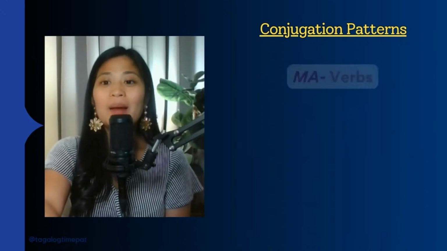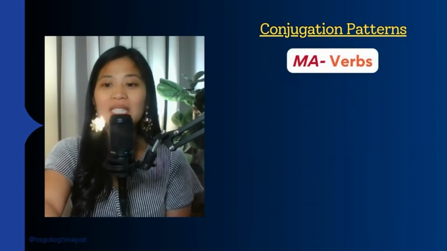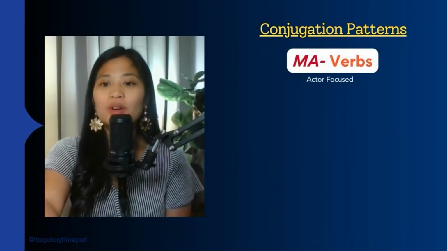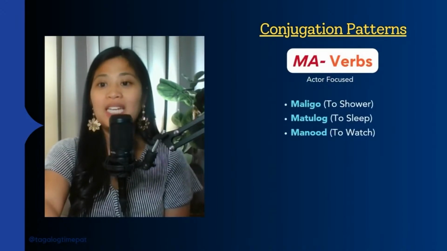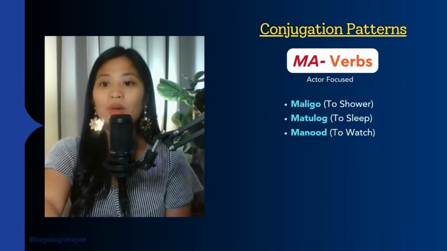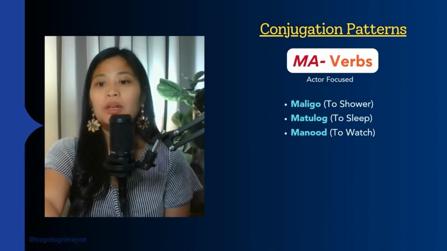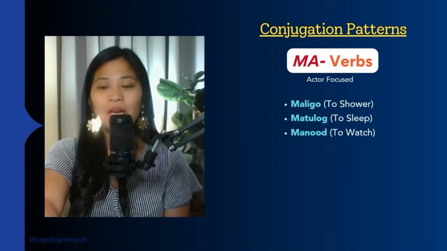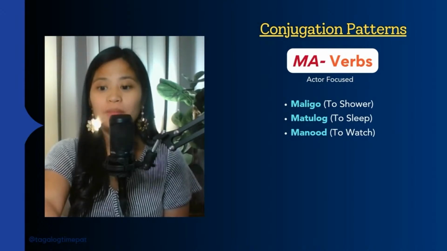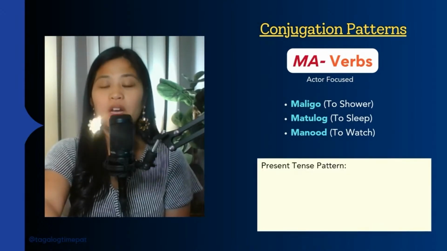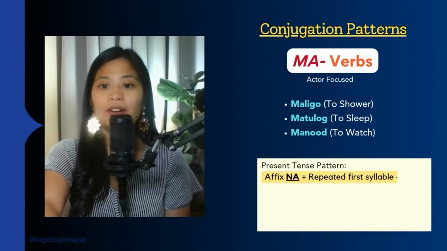Let's take a look at ma verbs. They are very similar in their pattern. These are usually actor focused. Here are some examples. Maligo, to shower. Matulog, to sleep. Manood, to watch. In the present tense, if you want to conjugate a ma verb, here's the pattern.